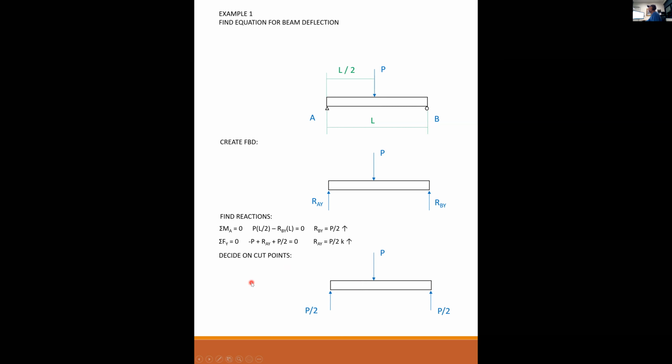How many cut points do I need to describe this thing? Two cuts? Two cuts, that's right. One and two.